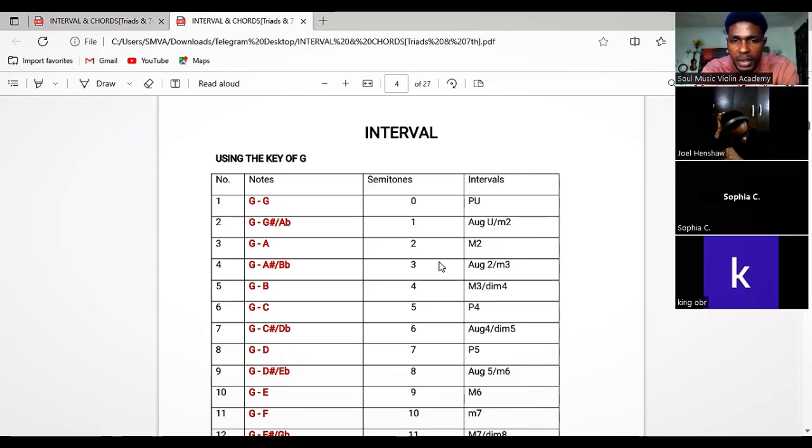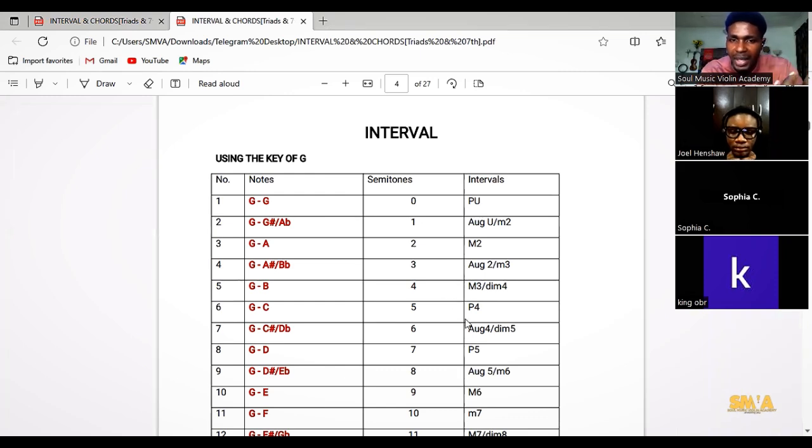So from G to B, you can either call it a major third or a diminished fourth. You count G to A flat, A flat to, that's 1, 2, 3, 4. Yeah, that's why I'm counting the semitones here. That's 4 semitones. That's G to B, major third or diminished fourth.